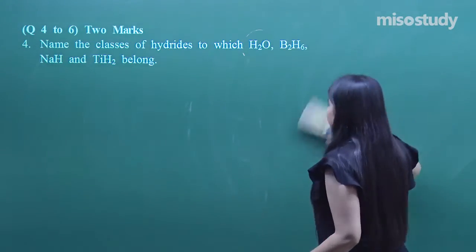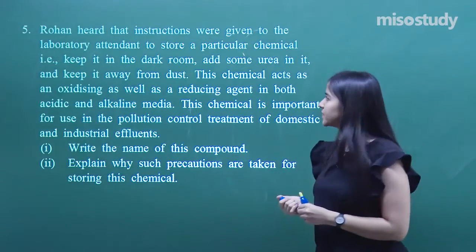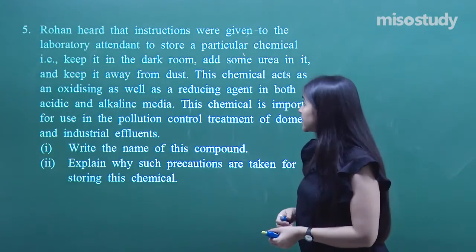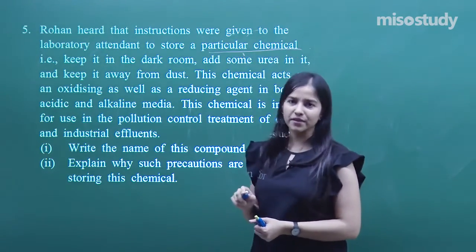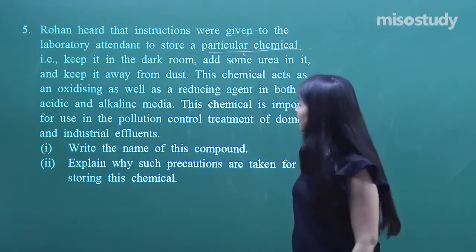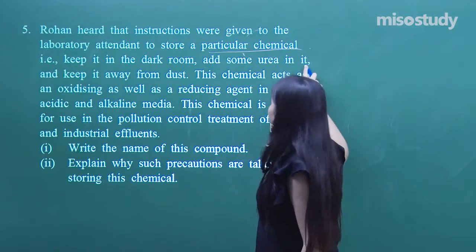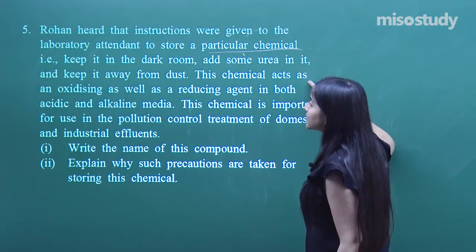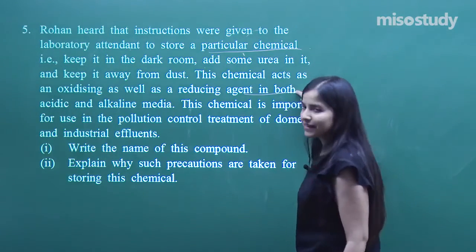Now comes up the next question. It's a very good question. See here. Rohan heard that instructions were given to the laboratory attendant to store a particular chemical. So they are trying to find out some particular chemical. What were the instructions given to the laboratory attendant? Keep it in the dark room, add some urea into it and keep it away from the dust. This chemical acts as an oxidizing as well as reducing agent in both acidic and alkaline media.